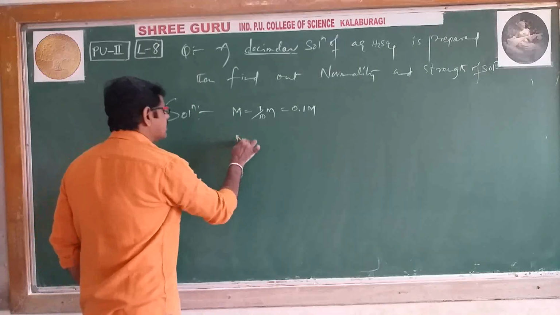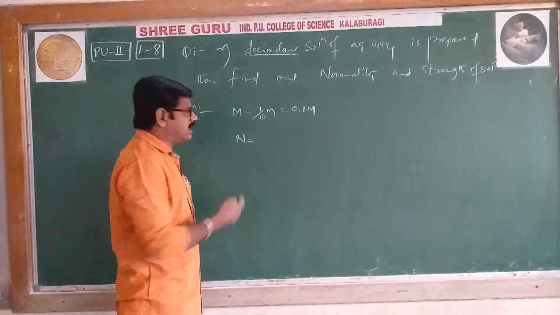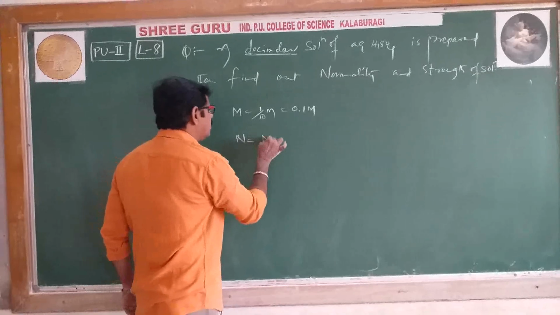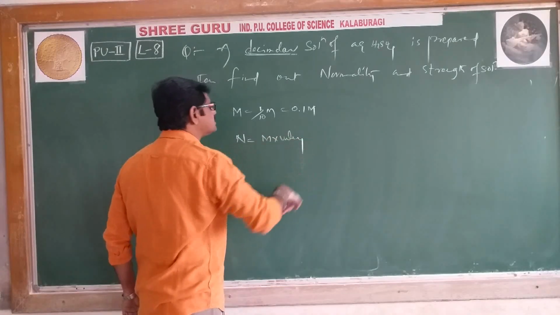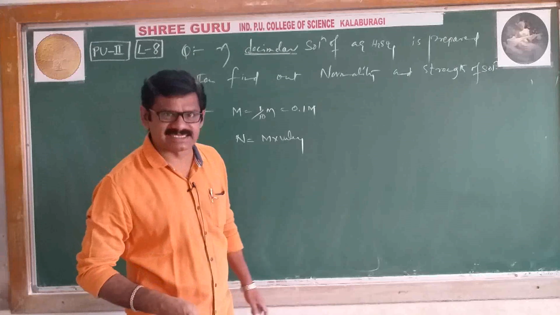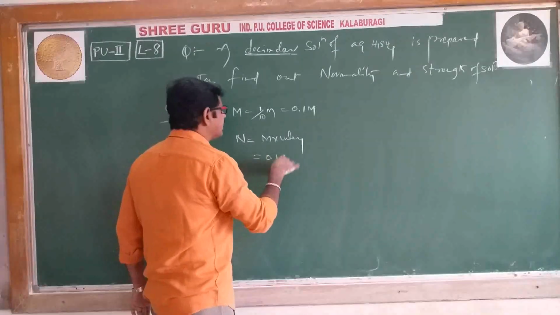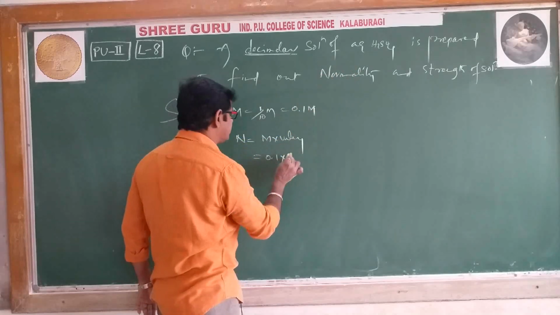I'll first calculate the normality. Already, from the molarity and normality relation we have just learned, normality is molarity into valency, which is nothing but the basicity because it is an acid. That is 0.1 into the valency of sulfuric acid, which is 2.